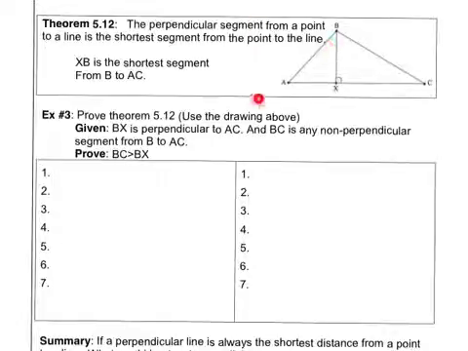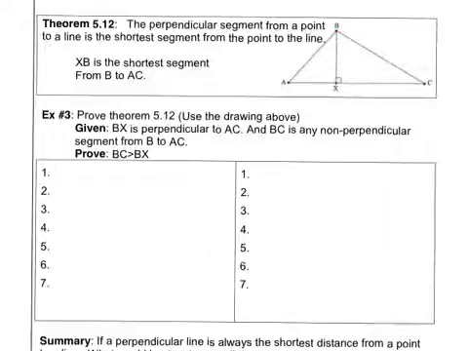But it's not enough to just believe that, right? We have to prove that. That's what we do in geometry. So let's do the proof. Given BX is perpendicular to AC, and BC is any non-perpendicular segment from B to AC. So here's some non-perpendicular segments. So this represents all other segments that are not perpendicular. So that's why we're going to use that.